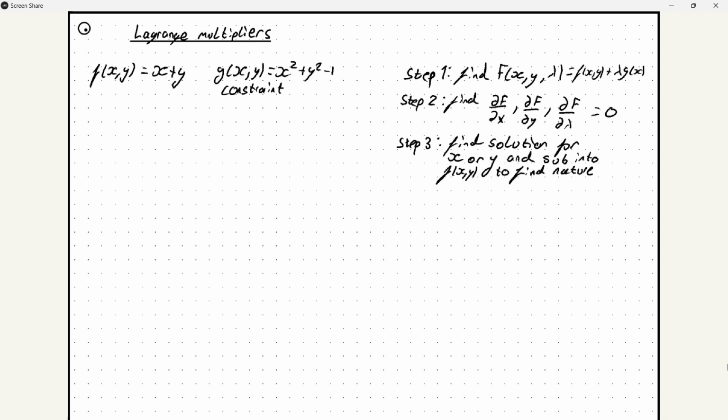So here we have another example, and we're going to follow the same 3-step rule really. 3.5 steps, it's the same thing. So first of all, we're going to find this big F function of x, y, and lambda, where we do f of x and y plus lambda times g of x and y. We really should change this over here to x and y.